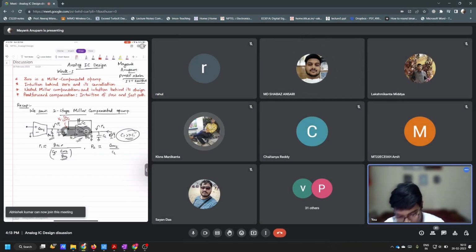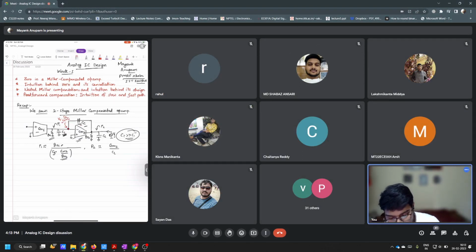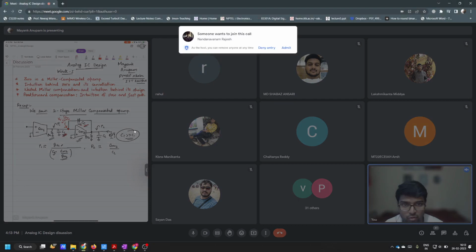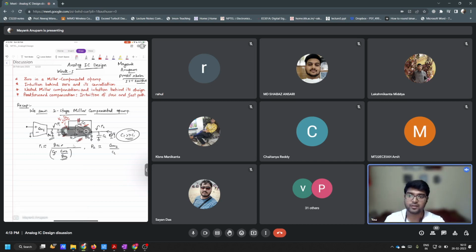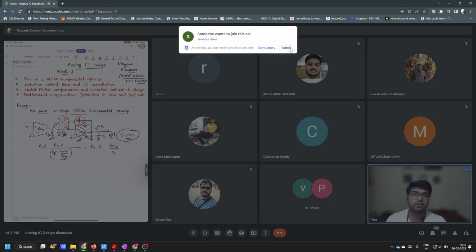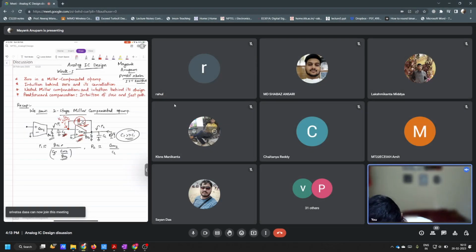Now, if CC is not much bigger than C1, what will happen? The voltage that will appear here after division between these two capacitors, CC and C1, will become very small, and that is something we do not want. What was the purpose of adding this capacitor CC? The purpose was to make sure that at very high frequencies, this GM2 is connected in a diode-connected fashion. So at very high frequencies, this GM2 will simply appear like this.